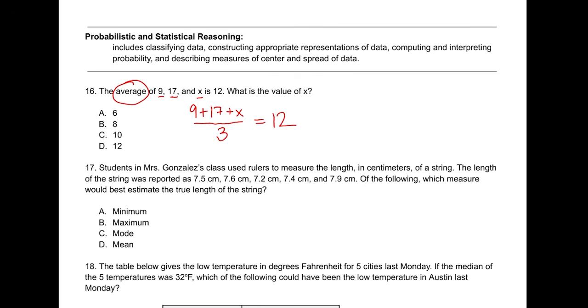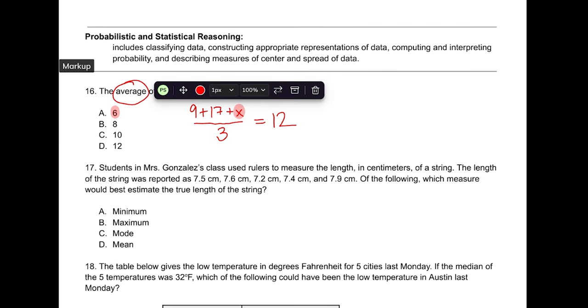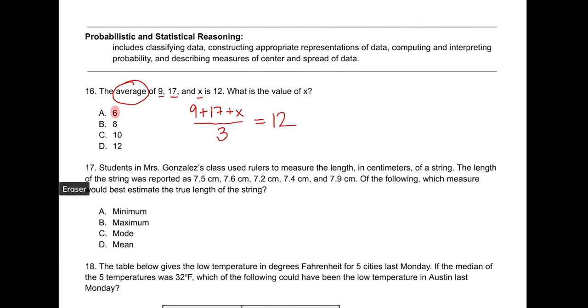It might be easier just to go through the answer choices and substitute them in to see which one works. What I mean by that is take 6, plug it into here, and use your calculator to add and divide to see if it equals 12. Do that with all the answer choices, and you can reasonably come up with the correct answer. Now, you don't necessarily have to go through each of the answer choices and test them.